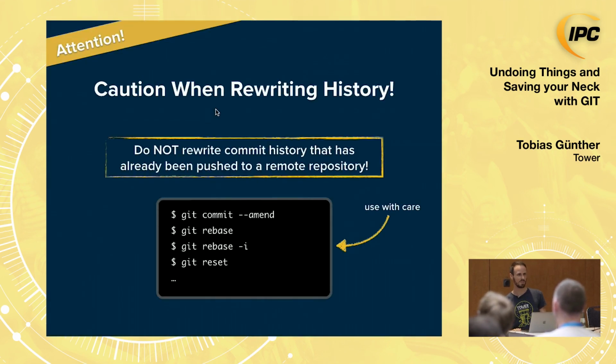All right, I've said it a bazillion times. Let's say it one more time. Do not rewrite commit history that has been shared with your colleagues because you will make no friends. And that is, of course, the case when you use git commit amend. Anytime you use interactive rebase, anytime. Sometimes when you use rebase or reset, so be a little bit careful with those.